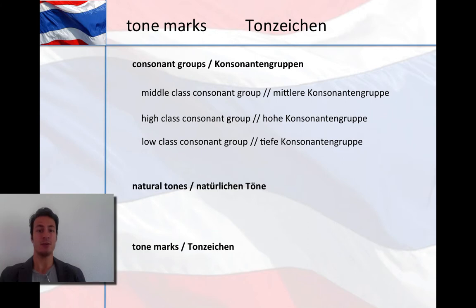So, first we have no tone mark, then we have the first tone mark, mai ek. That's the name, das erste Tonzeichen, mai ek. The second tone mark, das zweite Tonzeichen, mai tho. The third tone mark, das dritte Tonzeichen, mai tri. And the fourth tone mark, das vierte Tonzeichen, mai jattawa. These 4 tone marks are always written on top of a syllable. Diese 4 Tonzeichen werden immer oberhalb der Silben oder der Konsonanten geschrieben.